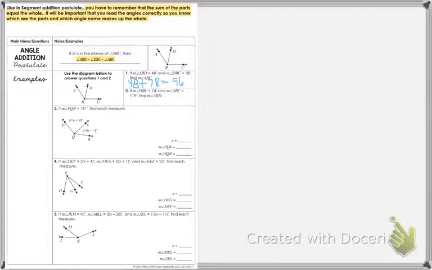For number 2, they're telling you that DBC is equal to 74. Then ABC, which is the whole thing, is 119. They want to know how much is this guy right here. How much is the tiny one? What's the subtraction problem? 119 minus 74.